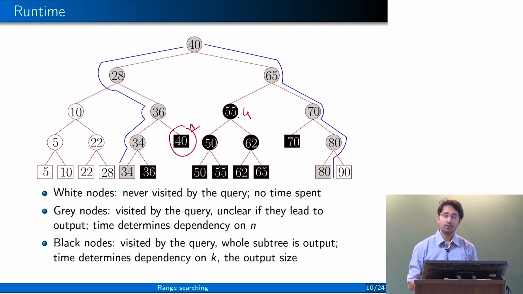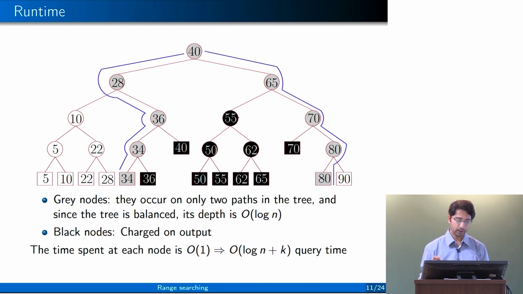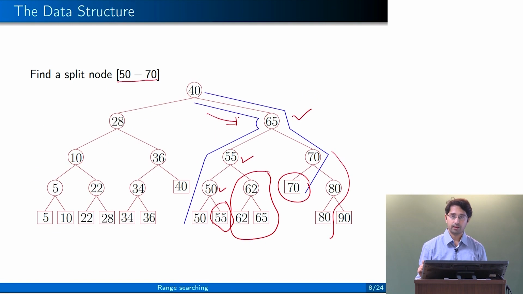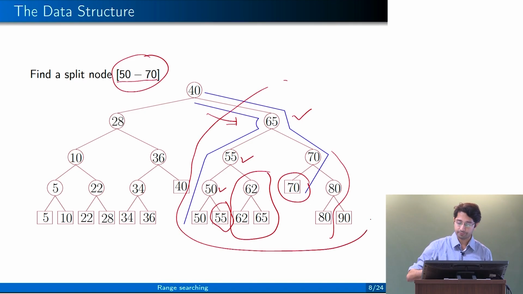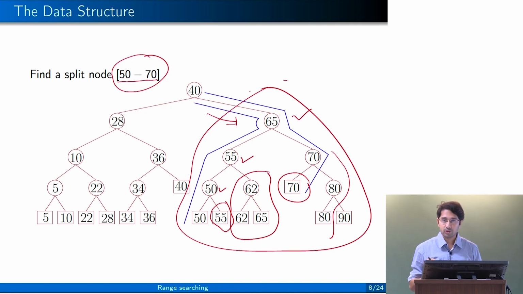So, exactly what I will do is, the range is 50 to 70. What is the root node? 40. 40 is left of the range. I know that all the values greater than 40 are stored in the right subtree. So, I do not need to search in the left subtree, I will go right. What is the next node? The next node is 65. That is in between the range.